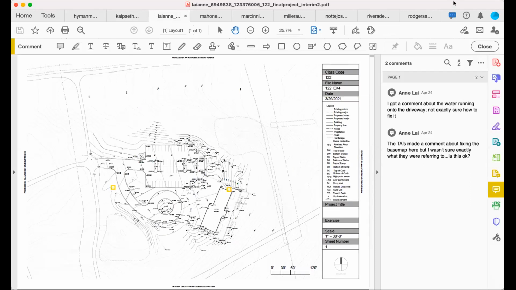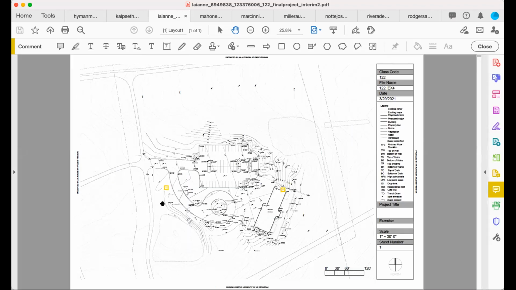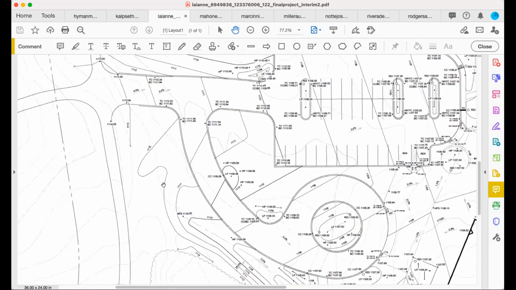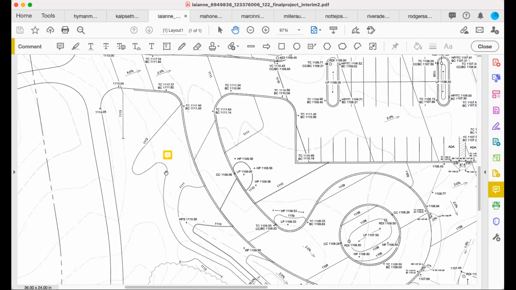So we have a question here. Got a comment about water running onto the driveway. Not sure how to fix it. Fixing the base map here, wasn't sure exactly. Okay, so let's take a look. Basically what you do. Oh, Anne, are you here?